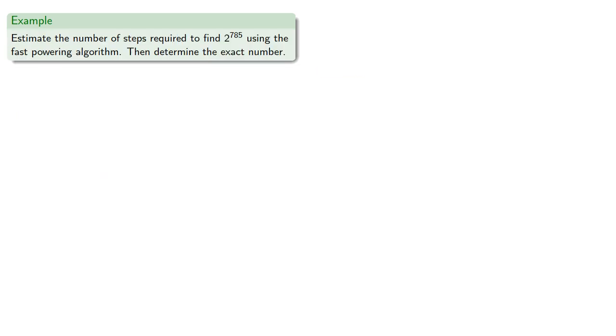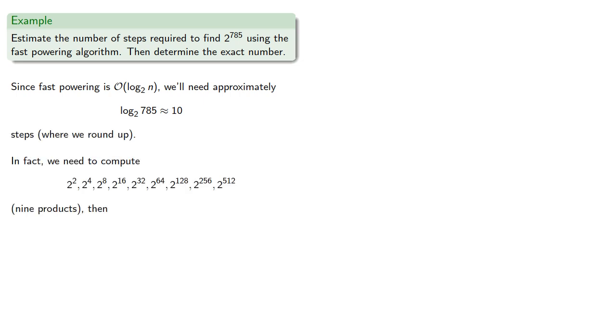Let's estimate the number of steps required to find 2 to the power 785 using the fast powering algorithm, and then determine the exact number. Since fast powering is big O of log base 2 of n, we'll need approximately 10 steps where we round up. In fact, we need to compute 9 products, then 4 more products, for a total of 13 steps.